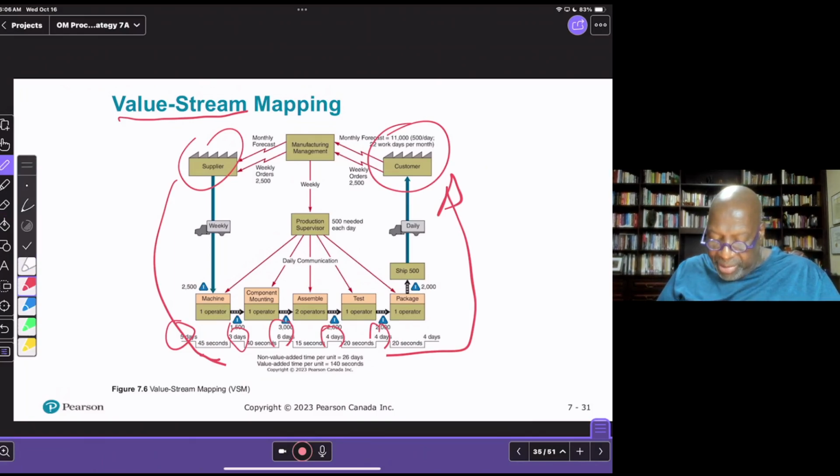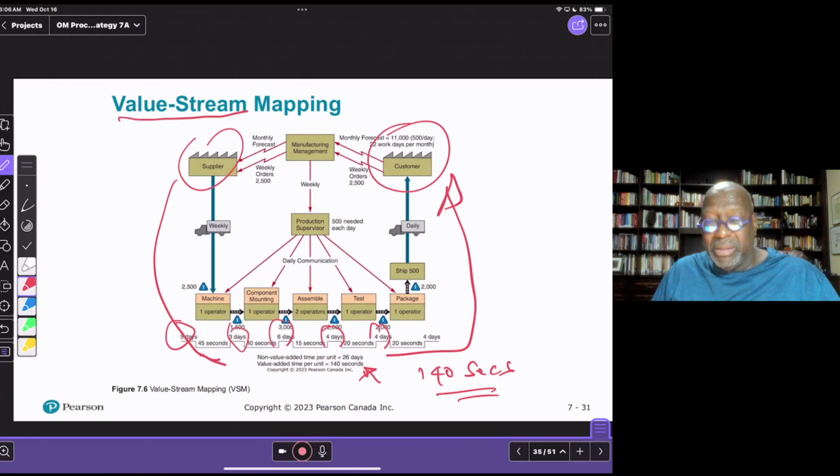Look at the value added time where processing was actually done. It's only 140 seconds. That's nowhere near a day. That's basically 2 hours. Not 2 hours, 2 minutes and 20 seconds, sorry. 2 minutes and 20 seconds. Yet there's 26 days in your system where you're not doing anything that's useful.